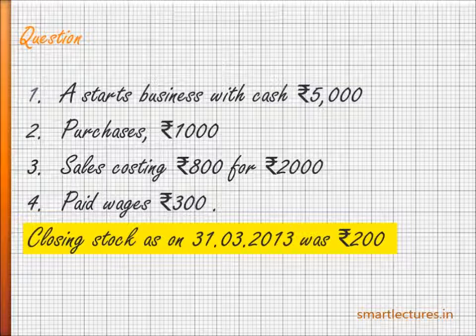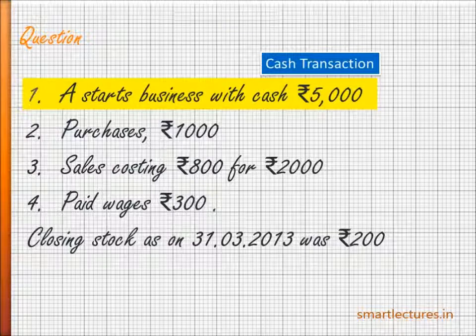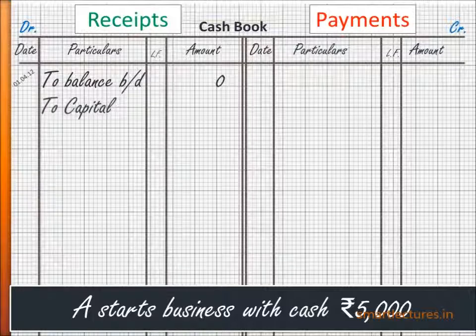So first of all, A starts business with cash rupees 5,000. Naturally, it's a cash transaction. If it's a cash transaction, it's a receipt for the firm. Come to the cash book on receipt side. To balance BD 0 because there was no opening balance. To capital rupees 5,000. It's a receipt.